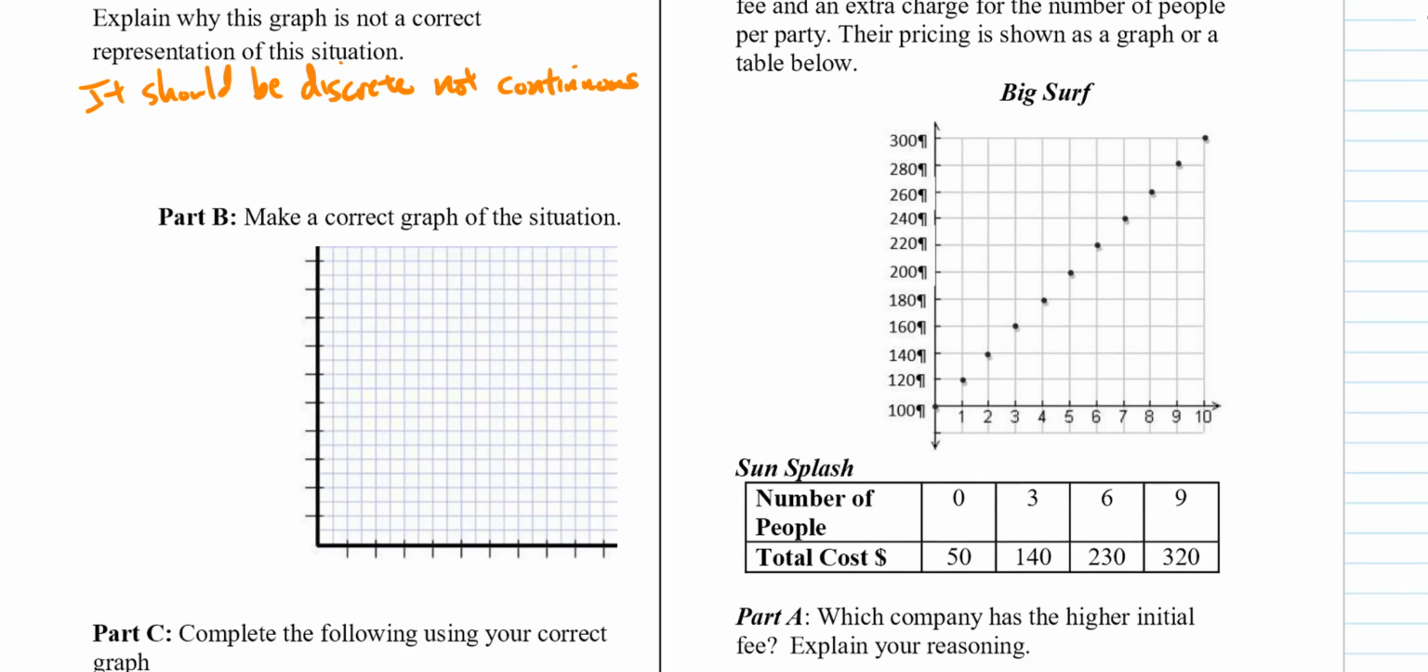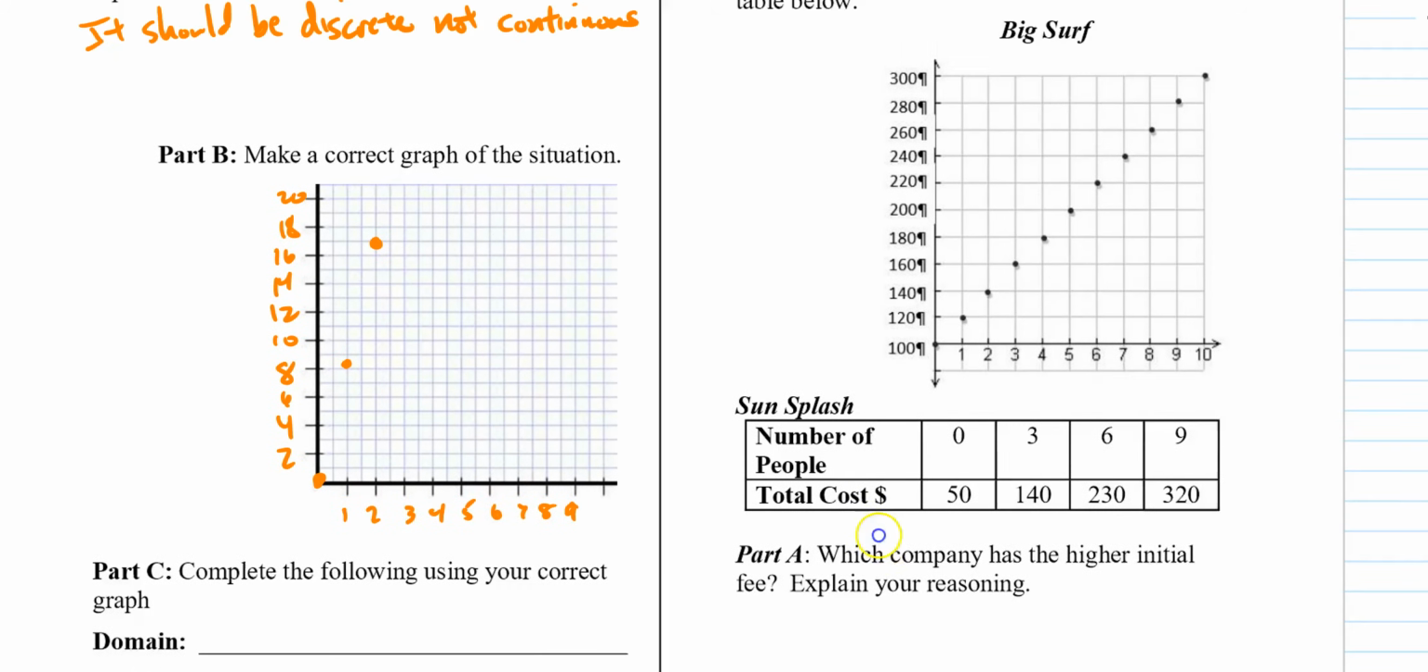And make a correct graph. Well, so 2, 4, 6, 8, 10, 12, 14, 16, 18, 20. So the correct graph would look very similar, but for one person she pays $8.50. Then 2 people, she's going to pay $17, and there shouldn't be anything in between those two. And then 3 people would be the next value, and 0 people is down here. So there's my correct discrete graph. And then complete the following using your correct domain.